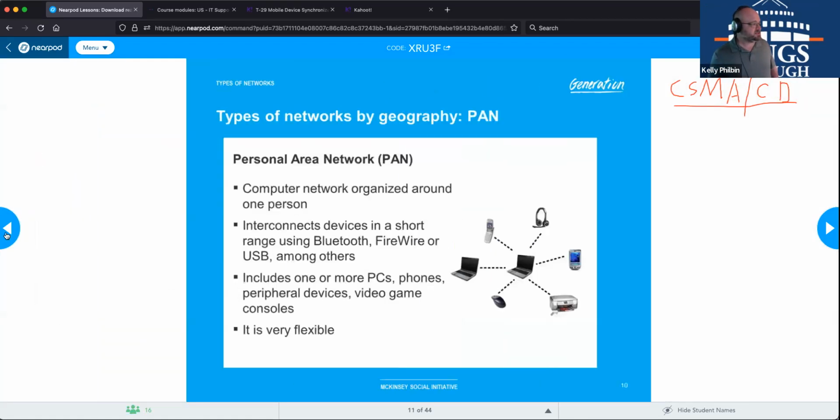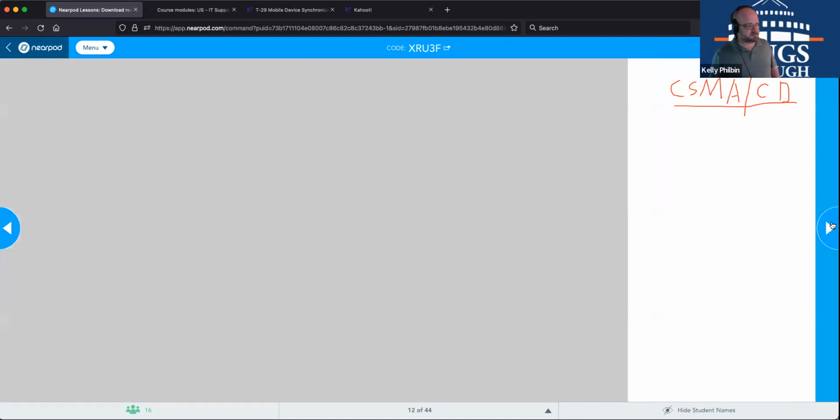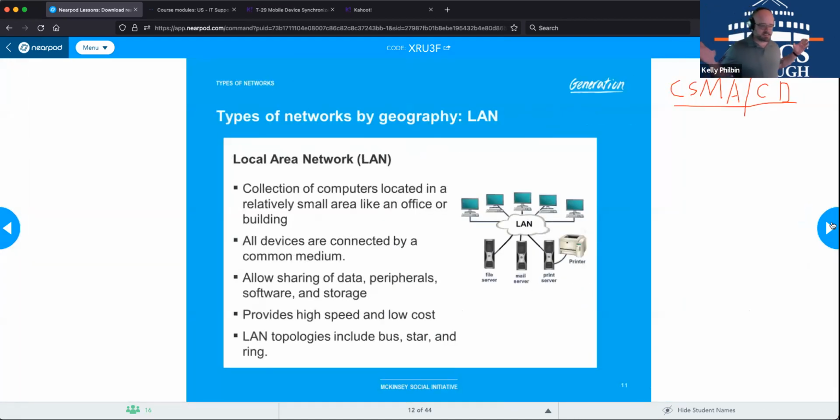So we go back. PAN, personal, arm's reach. LAN can get up to the size of a building. It's a single network, about the size of a building. This question would get me because the last line there says LAN topology includes a bus, star, and a ring. Yes, that would fall under the LAN. Even old school. All right. Never mind.